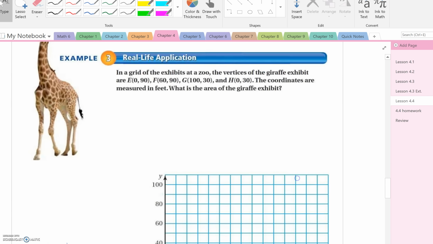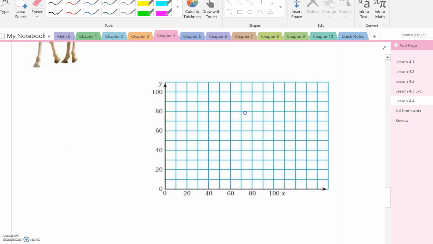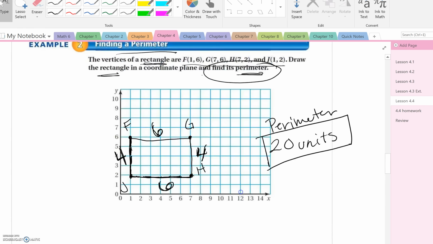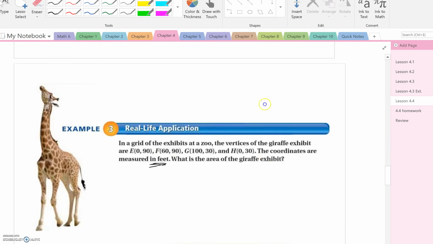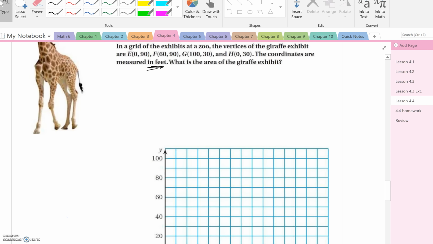Next one. Okay, so in the grid of the exhibits at the zoo, the vertices of the giraffe exhibit are so. Okay, the coordinates are measured in feet. What is the area of the giraffe exhibit? So be careful now that our scale has changed. Notice here that our scale is counting by tens. It's no longer counting by ones like we did before. So it's counting by 10. So that's going to change things, okay? So you have to be very careful if your scale changes.